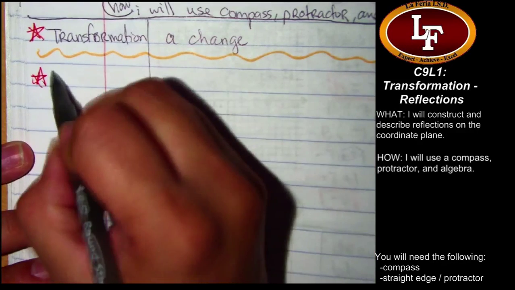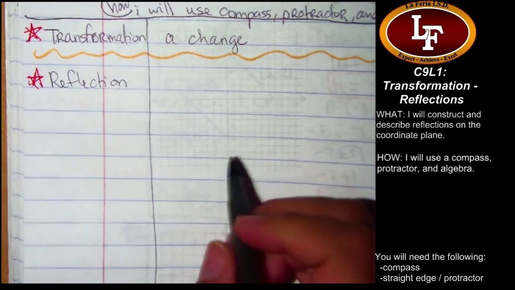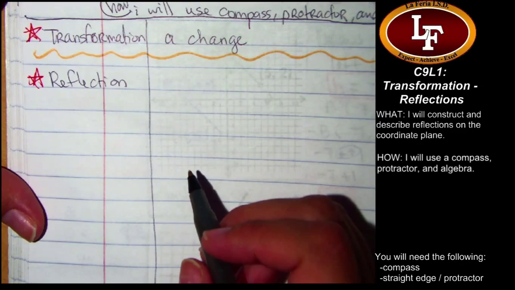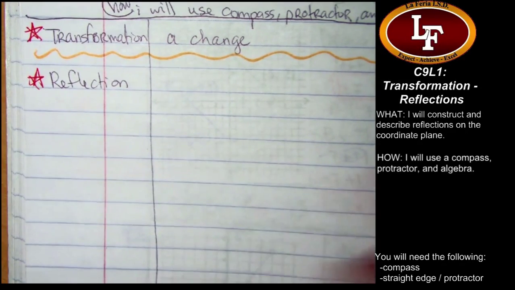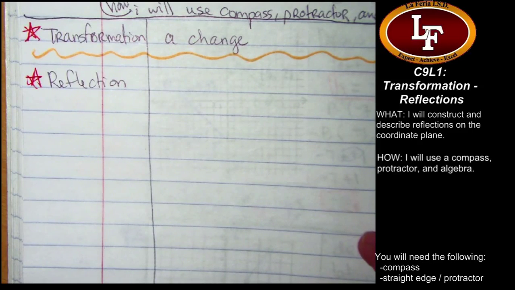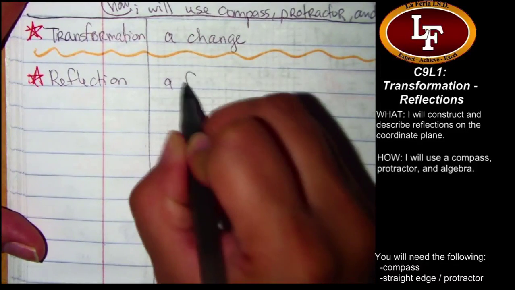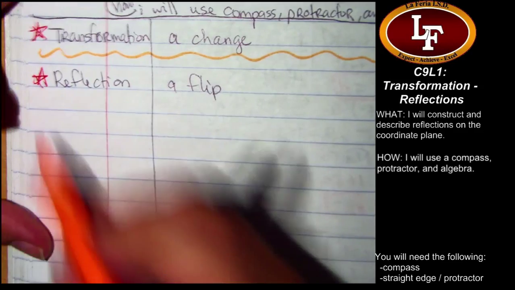Today's transformation is a reflection. What is a reflection? Something that reflects. Can we find a way to describe it? Yeah, like a mirror. How can we describe this without using that word reflect? A flip. That's a really good way to say it. It's a flip.